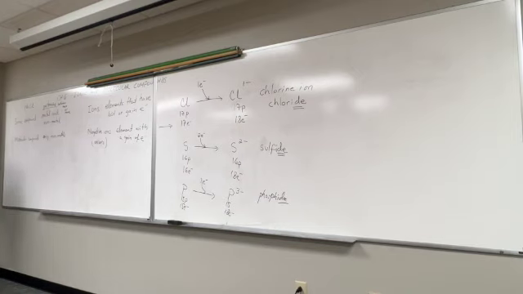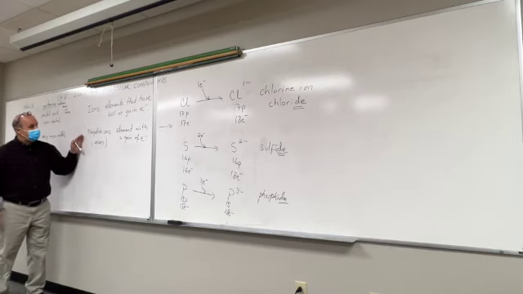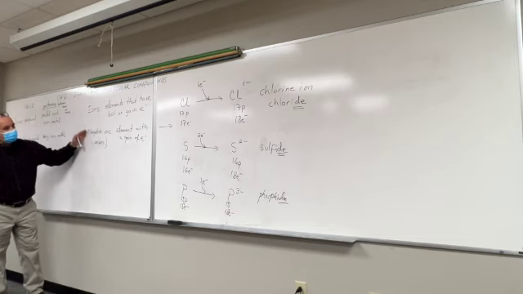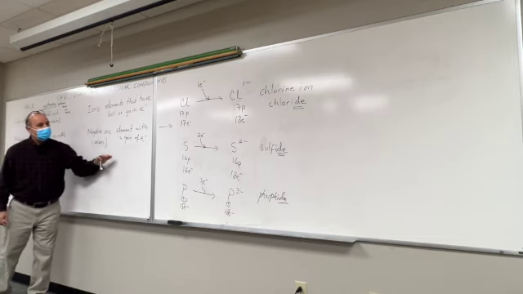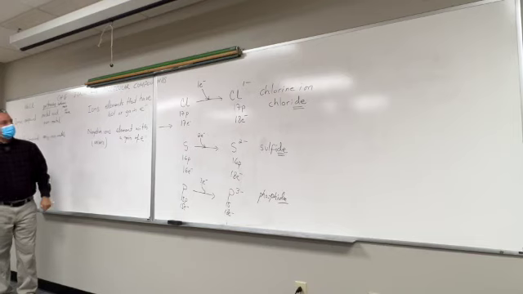Okay, so that's the end of the predictions to learn the basic rules of ion formation from metals and from nonmetals. Metals are going to form cations. Non-metals are going to form anions. Metals are going to have positive charges. Non-metals are going to have negative charges.